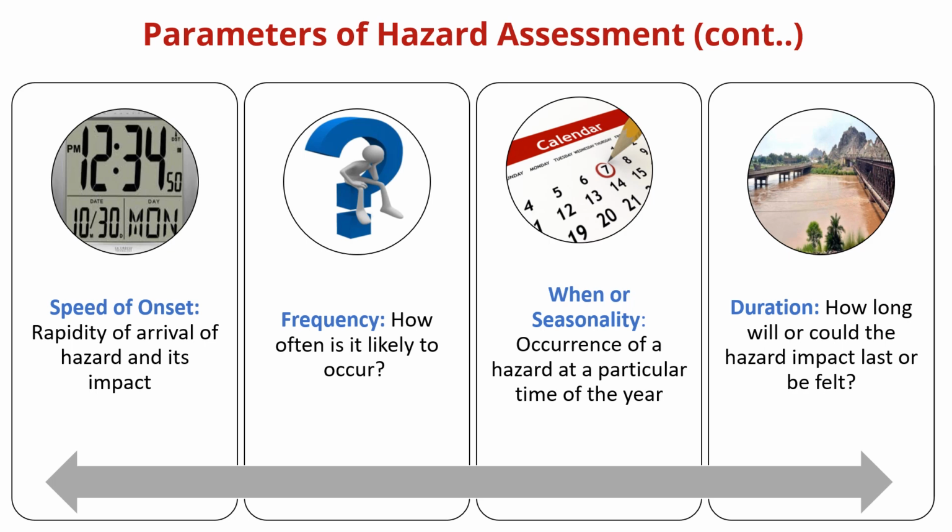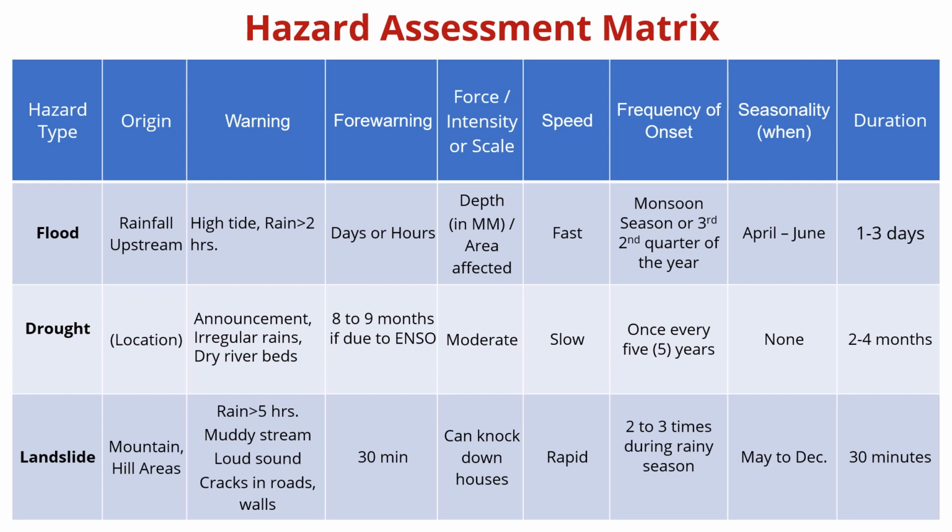So how rapidly the hazard arrives and has its impact; frequency, how often it is likely to occur; seasonality, basically the occurrence of a hazard at a particular time of the year; and duration, how long the hazard impact could last or be felt. Now, when you put everything into a table, this is what a hazard risk assessment matrix looks like. Here we have the information for flood, drought, and landslide: the origin of the hazards, the forewarning, the force or intensity, the speed of onset, the frequency, the seasonality, and the duration.